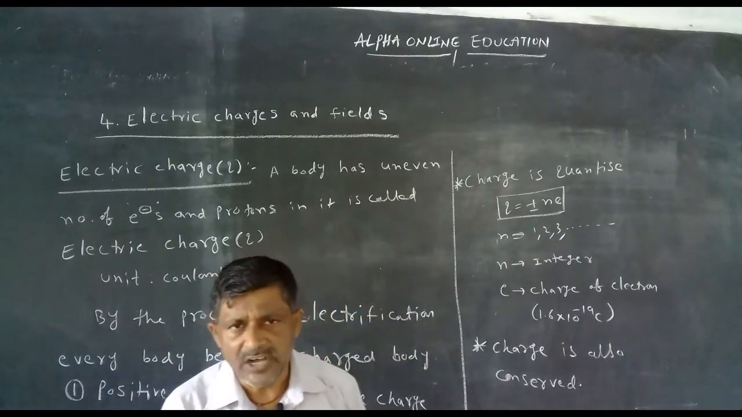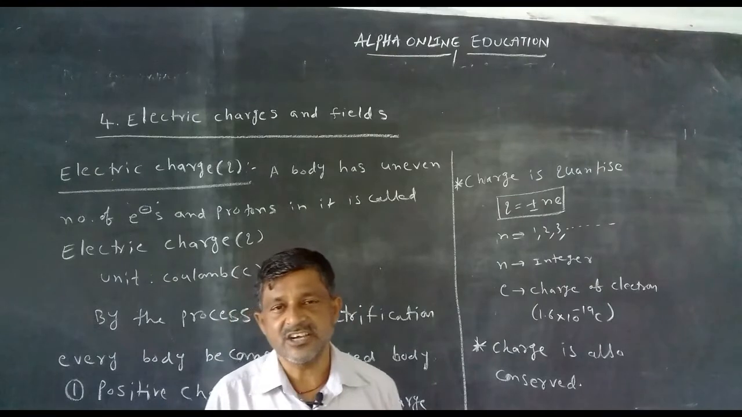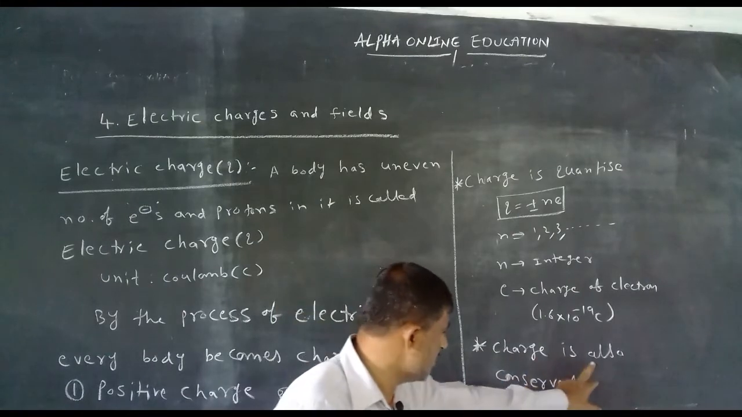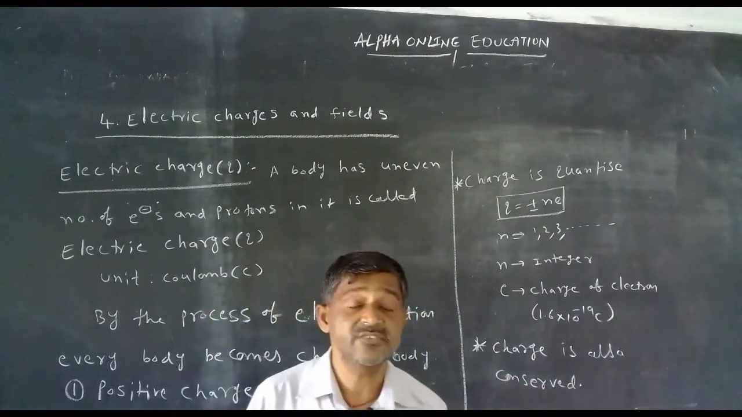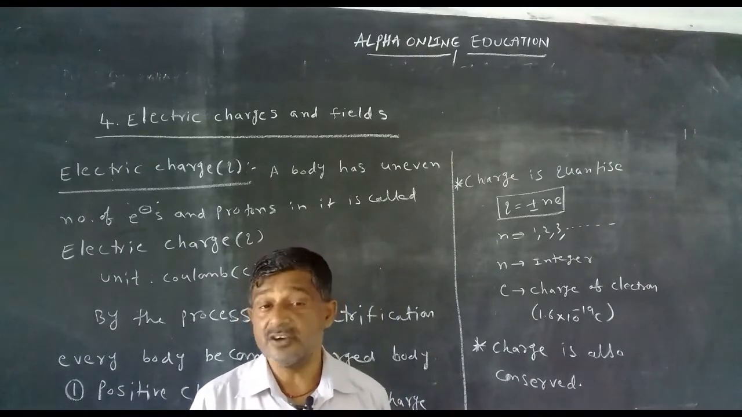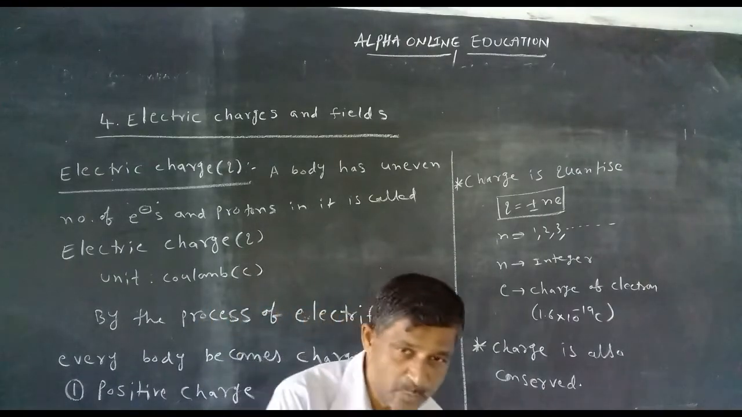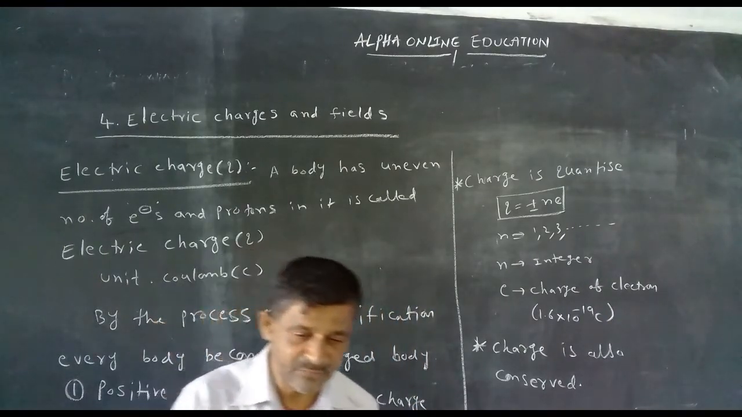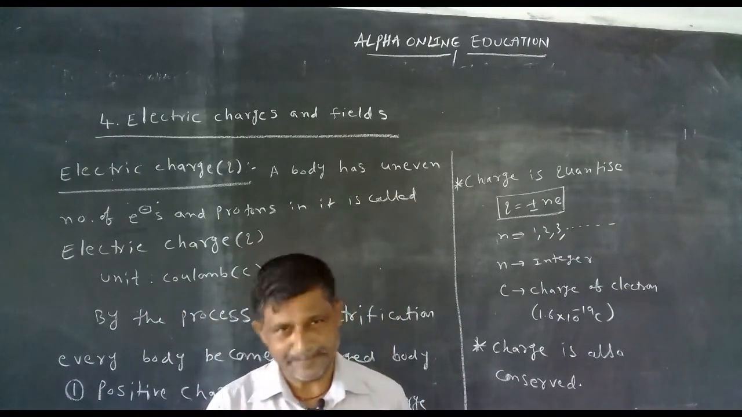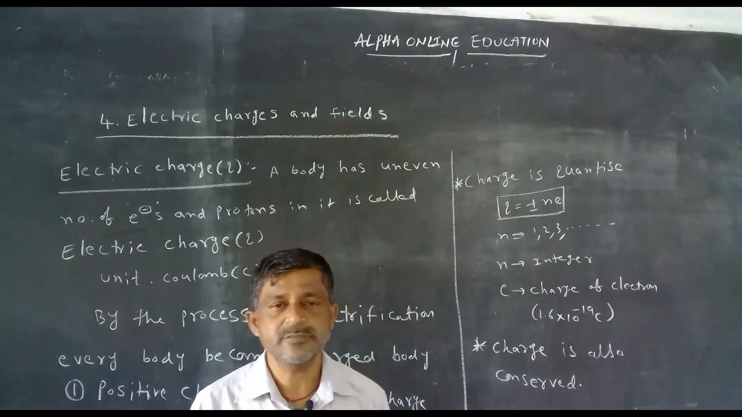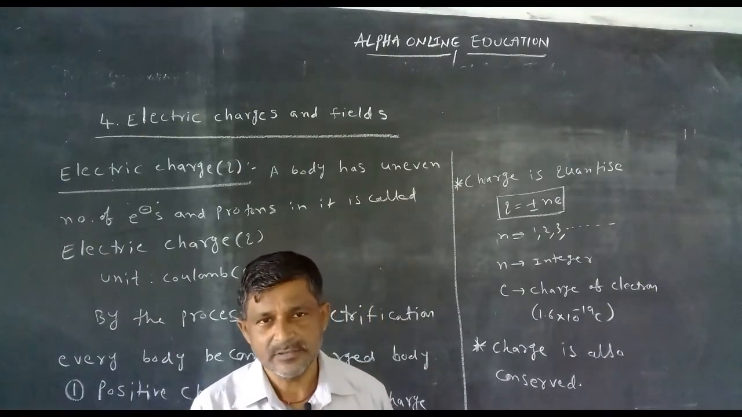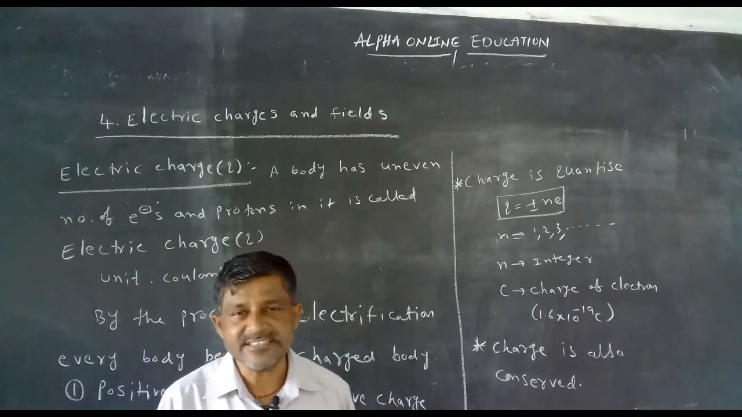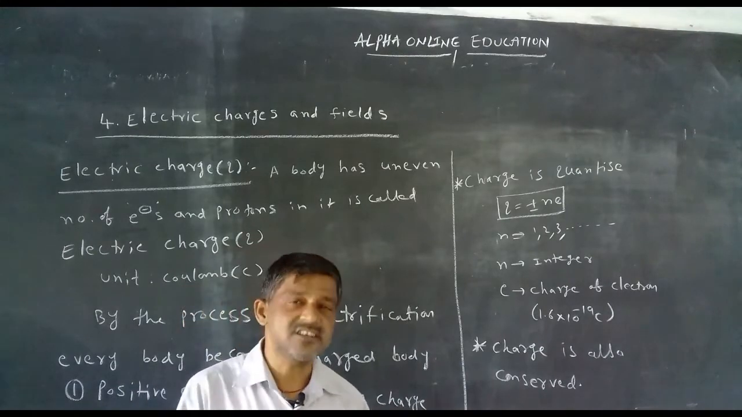Next, charge is not only quantized, the charge is also conserved. We have used this term in first year a number of times: law of conservation of energy, law of conservation of momentum, law of conservation of angular momentum, law of conservation of mass, conservative force. These are the topics we studied in first year. Now, what is conservation? Conservation means before and after are the same. But here, what is before and what is after? Before electrification and after electrification, the charges are the same. It is called charge is conserved.